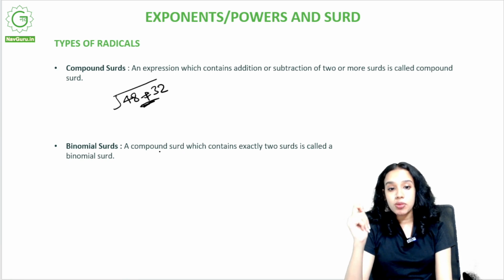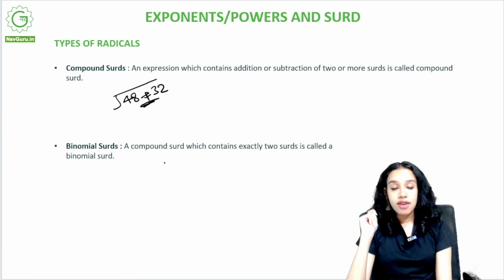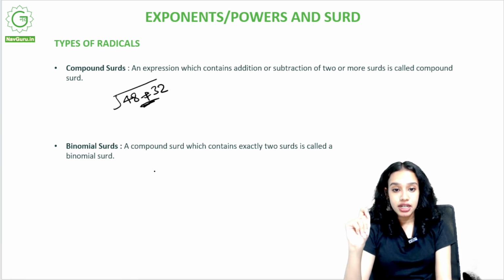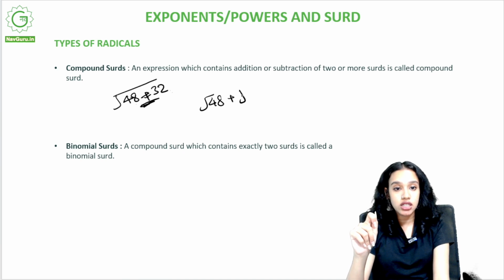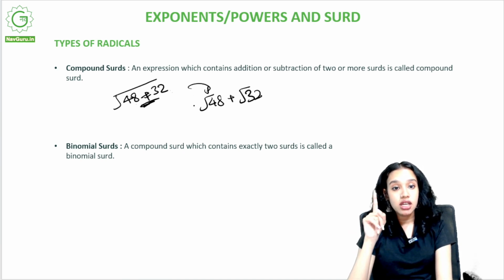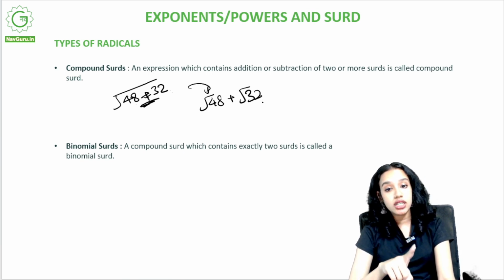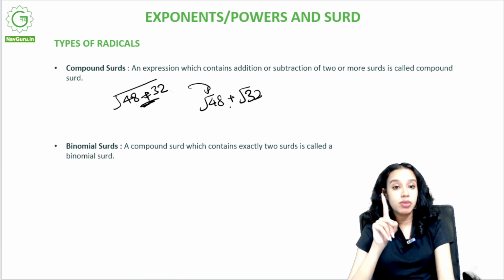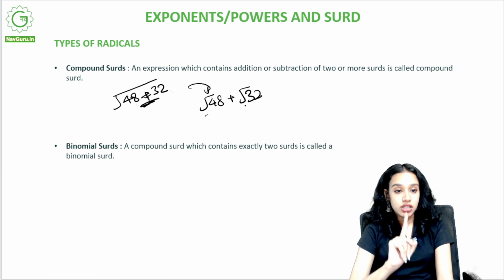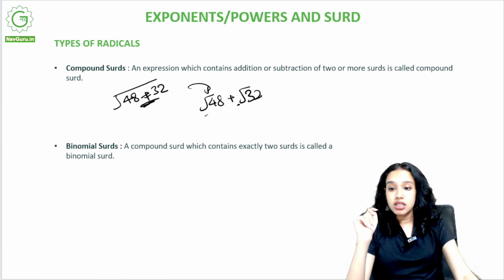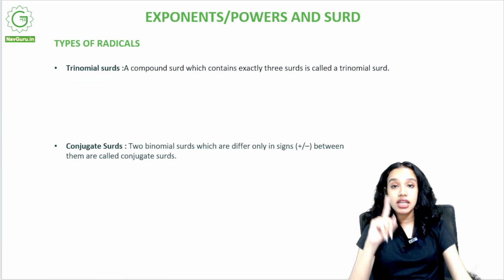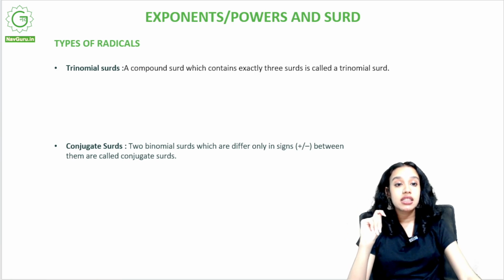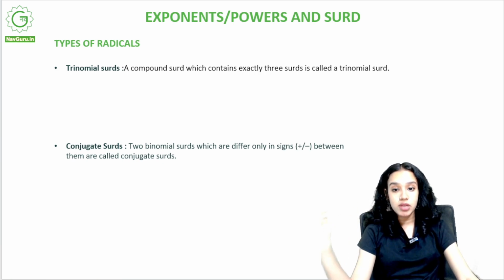Now we have binomial surd. If an expression has two surds, here we have two surds, that is root 48 plus root 32. Root 48 plus root 32 is a binomial surd because it contains two surds, right? Now we have trinomial surd. If the same thing contains three surds, it's called a trinomial surd.